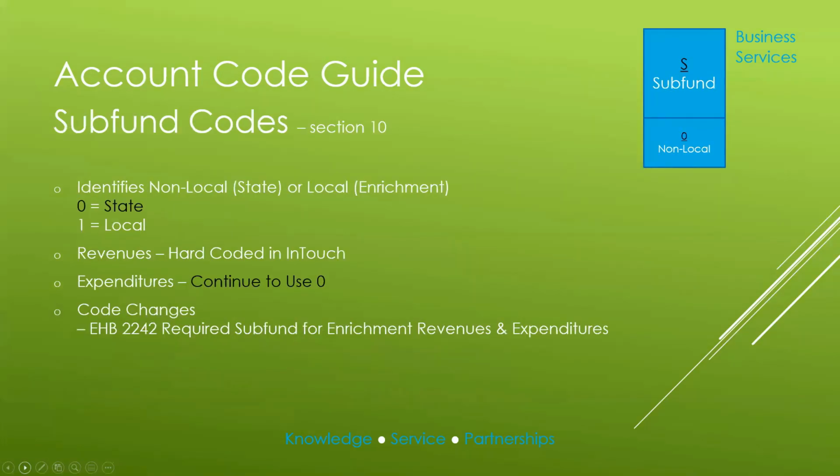In section 7, we talk about subfund codes. You're not really going to do much with this, but I do want to make you aware of it and let you know why it exists. So the legislature wants to know how we are using our local levy dollars, or the property tax collections that folks vote on. How are those funds being used? So the subfund 0 equals state and 1 equals our local property tax collections.